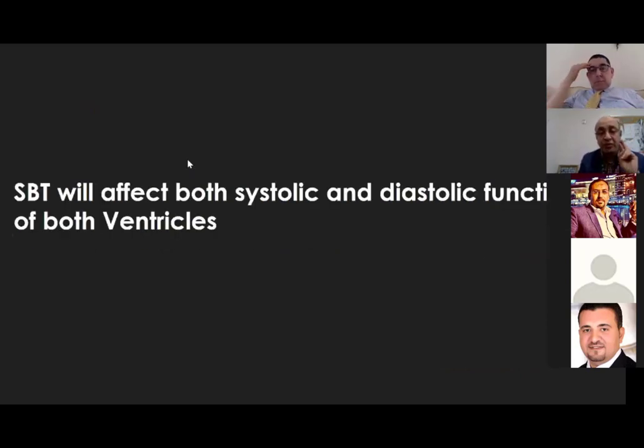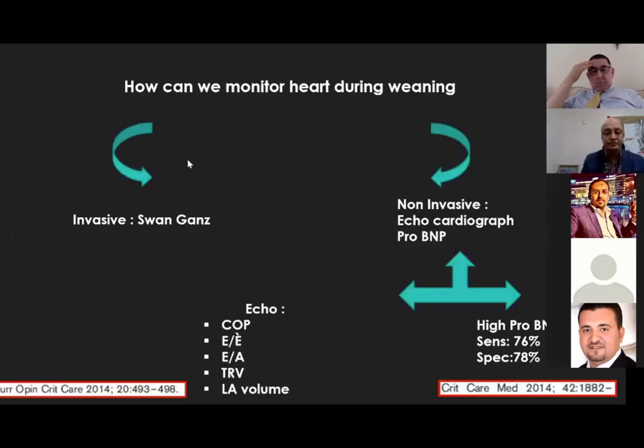Cardiac dysfunction affects both left and right ventricles, both systolic and diastolic. How can we monitor the cardiac function in weanable patients? You have non-invasive techniques, echo or proBNP. The higher the proBNP, a simple lab test, just send it. If it goes high with the process of weaning, it indicates that you have a burden on the left ventricle or pulmonary edema. A proBNP above 600 indicates the possibility of failure to wean.